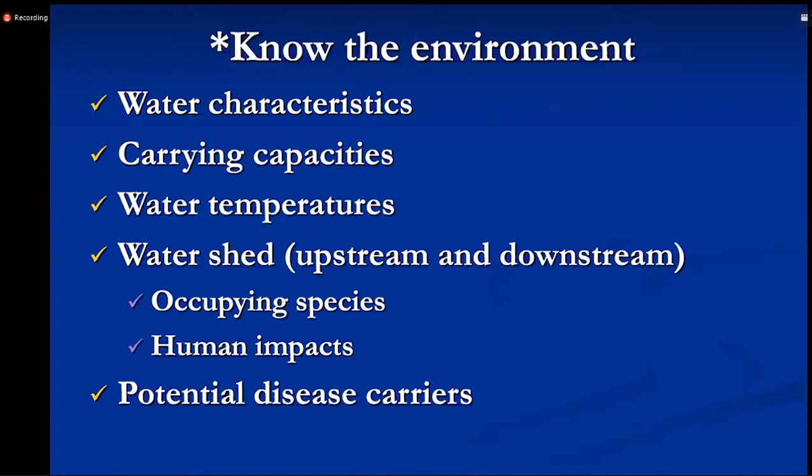So on top of knowing the fish, the second of these must-knows would be understanding the environment that these animals are being grown under. If you're growing them in a pond, that's going to have very different water quality characteristics than, say, growing fish in an open water situation on a lake or in a river. It's going to have very different water characteristics.